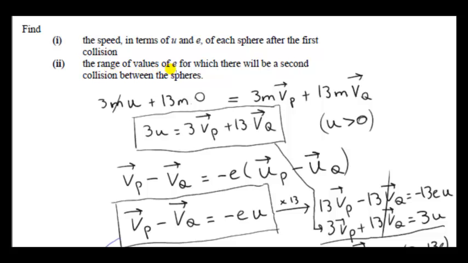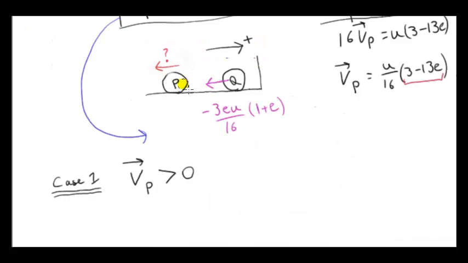Okay, so I'm looking at part 2 of the question now. We want the range of values of E for which there will be a second collision between the spheres. Now we said that P could either be moving to the right or the left, depending on what this thing in the brackets is doing. So let's take case 1. Case 1 is where P is moving to the right after the first collision. So here's the picture. Now collision is a certainty here, obviously.